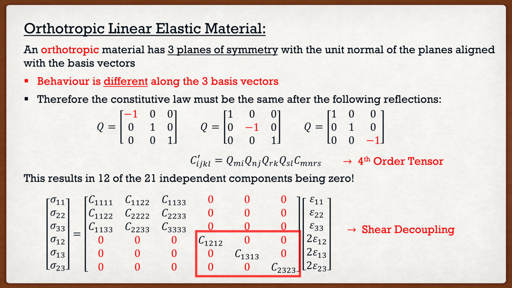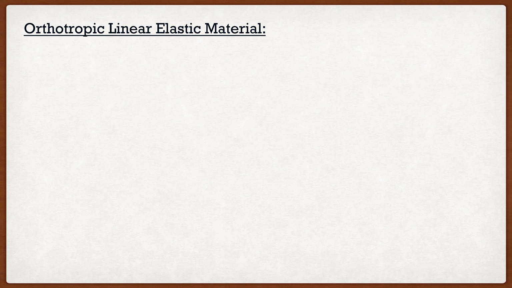It's only 1,2 and 1,2; 1,3 and 1,3; and then 2,3 and 2,3. Okay, that's what we call shear decoupling. Makes our lives a lot easier. Now, for an orthotropic material, we can actually take it a step further by applying engineering constants to them.